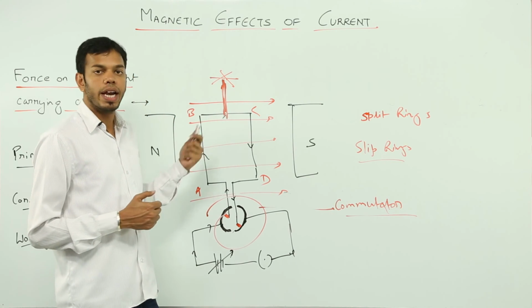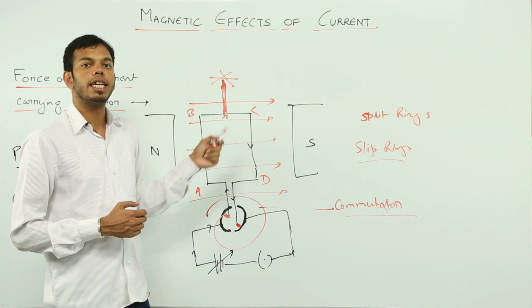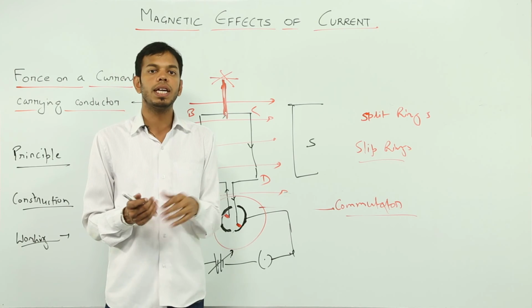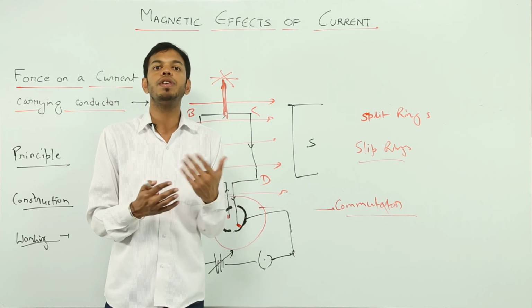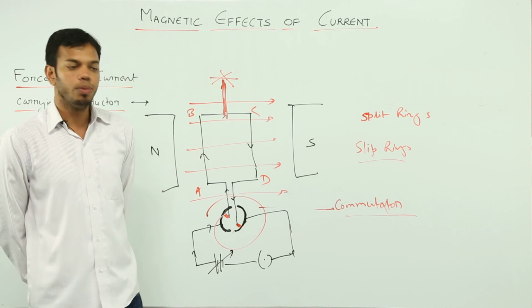Now what do we make out of it? What do we do with this? The part of the armature coil which is rotating is connected to whatever we have to rotate, for example grinder blades, fans, anything which rotates, or a DC motor simply. So this is the basic DC motor. Alright.